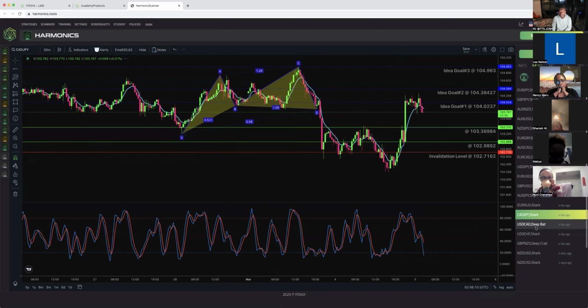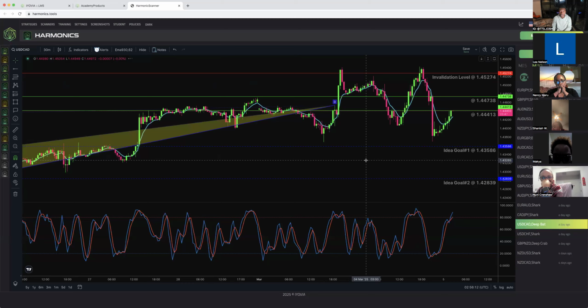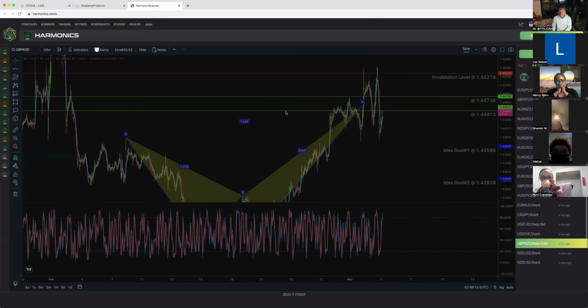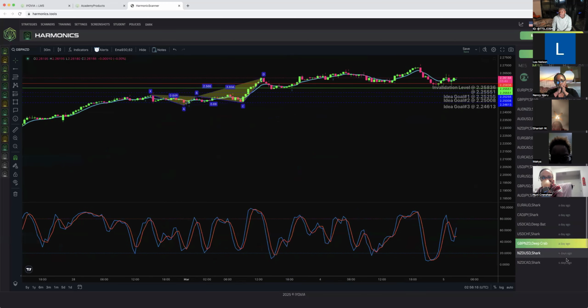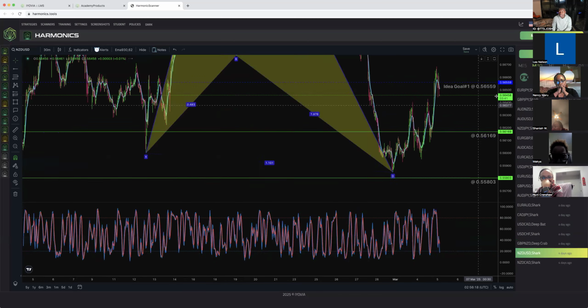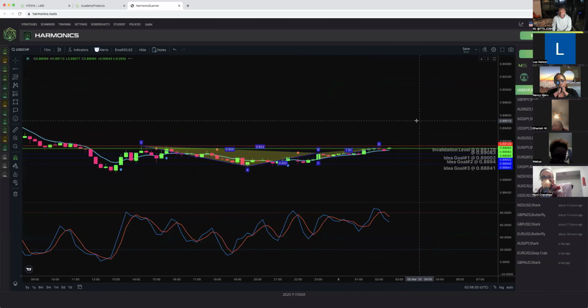So let's keep looking. Right here, we got USD. This one got too much going on. All right, these didn't hit. We got some sharks that hit, whatever the case may be.